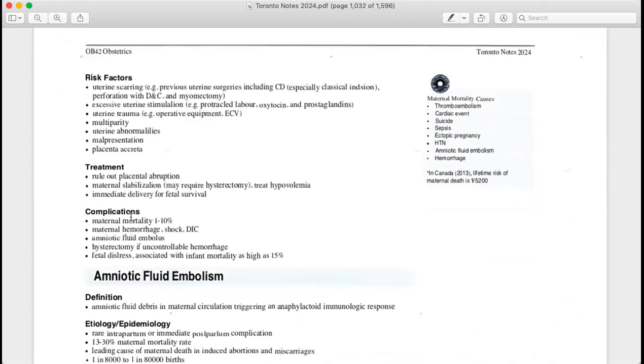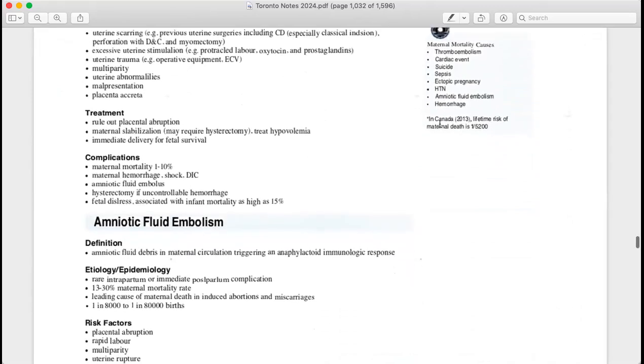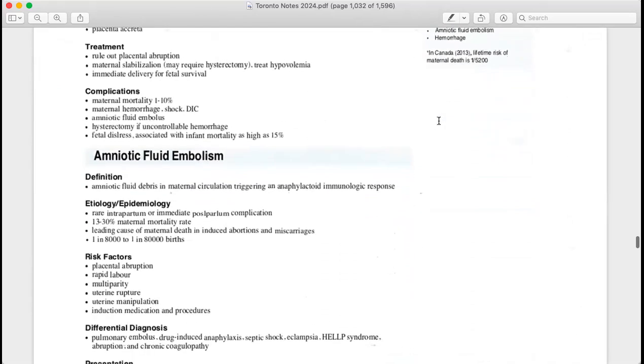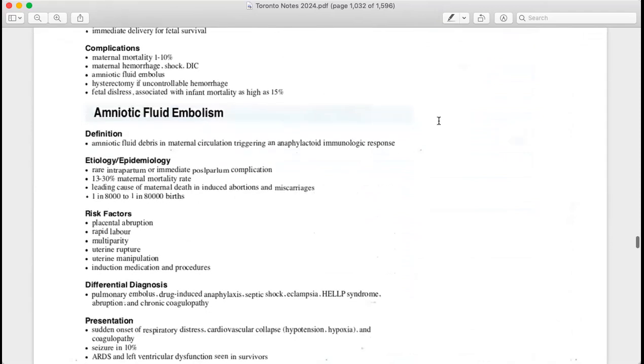Maternal stabilization is important because in this one, we are also going to save the mother. Then thromboembolism, cardiac event, suicide, sepsis. These are the most important ones, especially the suicide one. A lot of females go through a lot of big trauma, so that's why they think of doing suicide.